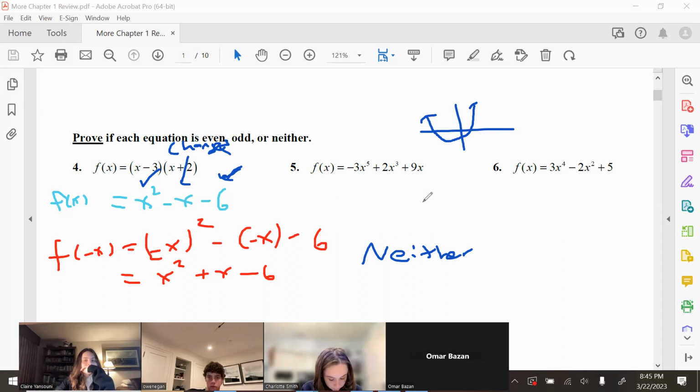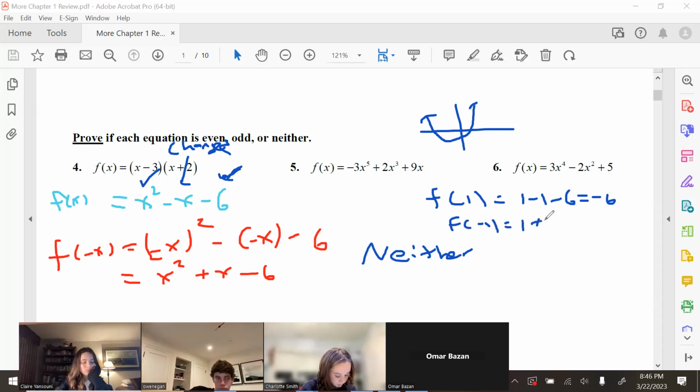Or if you're plugging in 1, I would get 1 minus 1 minus 6, which of course is negative 6. If I plug in negative 1, I'd have 1 plus 1 because I'm going to do minus negative 1 minus 6, which is actually negative 4. So that's totally different. It's not the same number. It's not a sign change. So you have to say neither. But again, algebraic is what I'm looking for, and that's where you have to replace x with negative x.